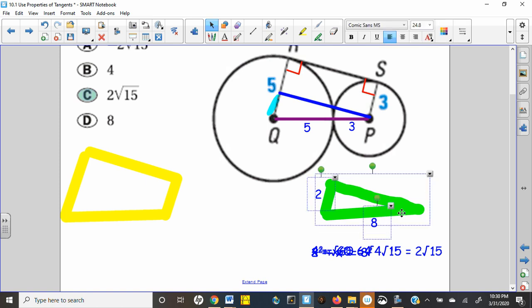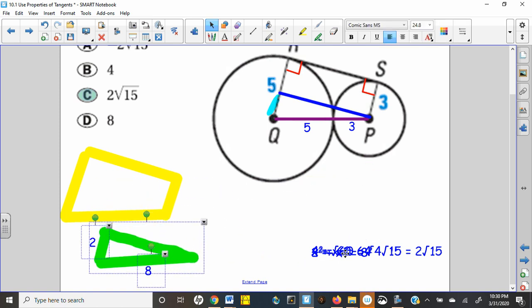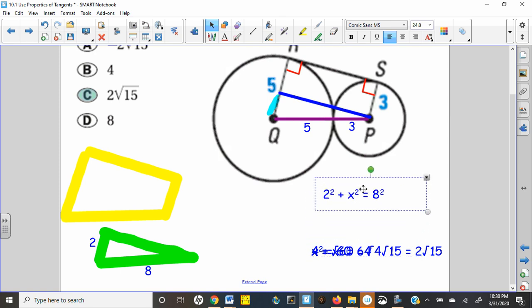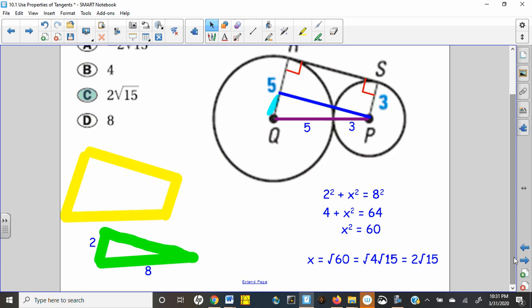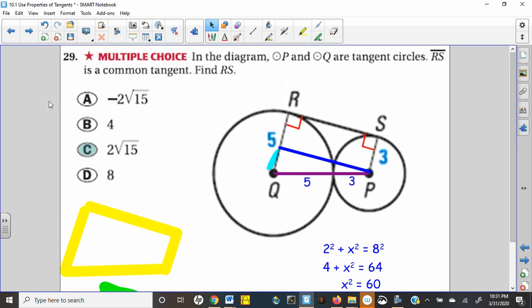Let's go ahead and do some Pythagorean Theorem action. 2 squared plus x squared equals 8 squared. Gives us a 4 and a 64, which we can subtract the 4, right? So x squared is equal to 60, or x is equal to the square root of 60. Now the square root of 60 breaks into root 4 times root 15. So that's where the 2 root 15 comes from on this problem. So that's how you do 29.